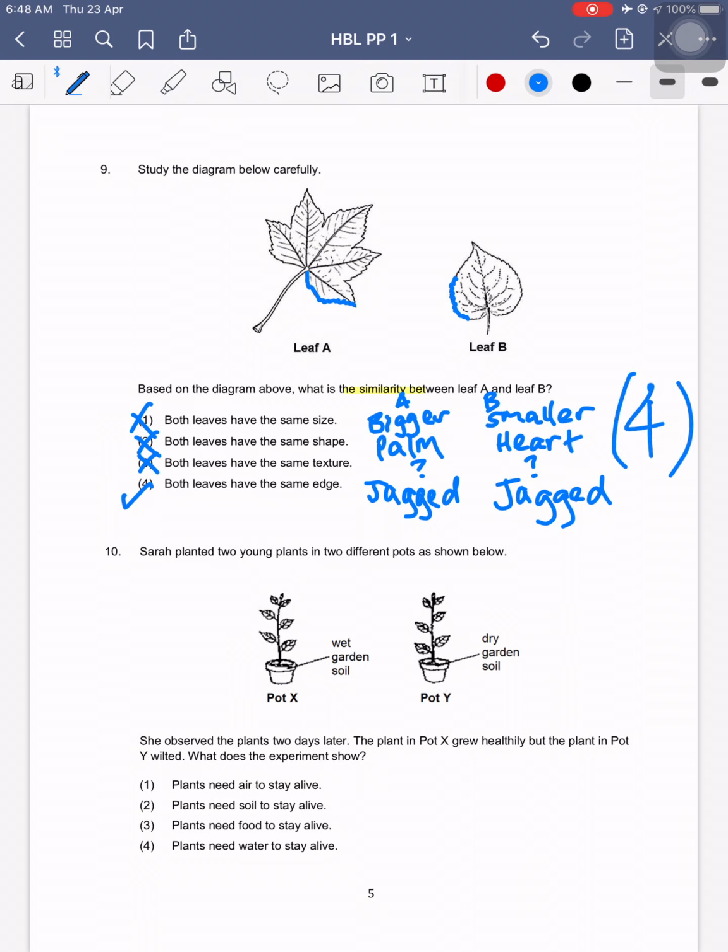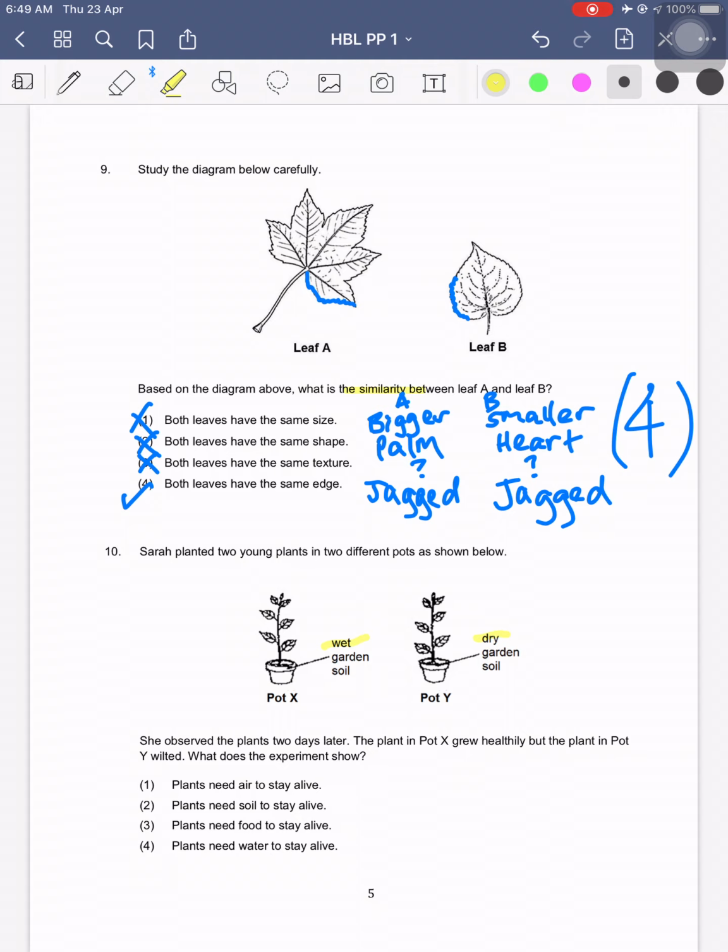Okay, next question, number 10. Sarah planted 2 young plants in 2 different pots as shown. So we look at the 2 diagrams. The only thing that is different will be the amount of moisture in the garden soil. Pot X is actually wet, pot Y is actually dry. So the changed variable here will be the amount of water or amount of moisture in the garden soil. Everything else, they are the same.